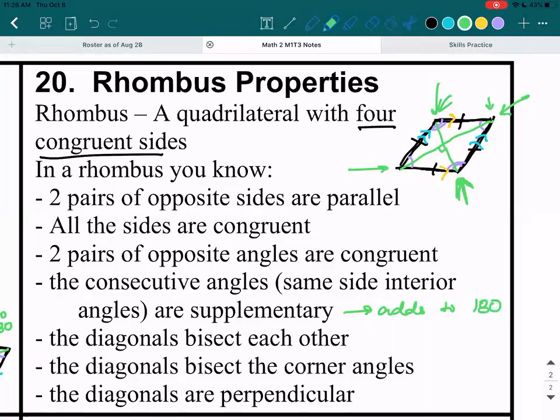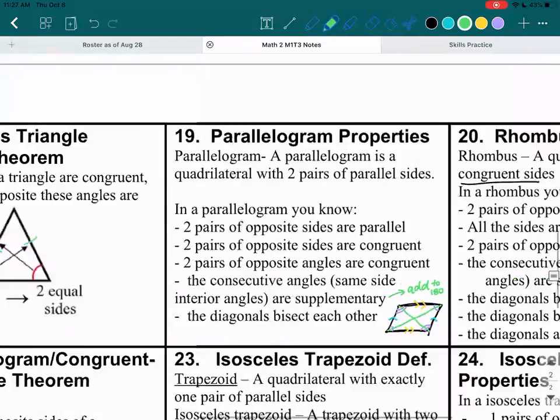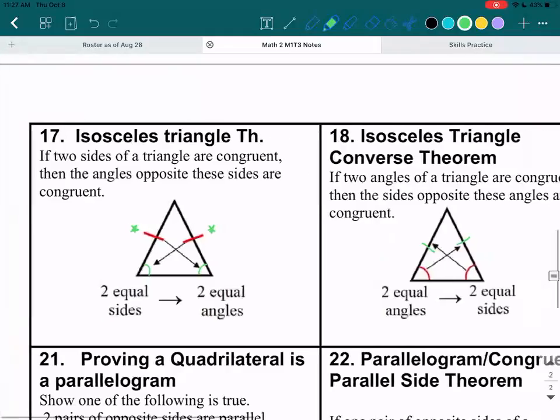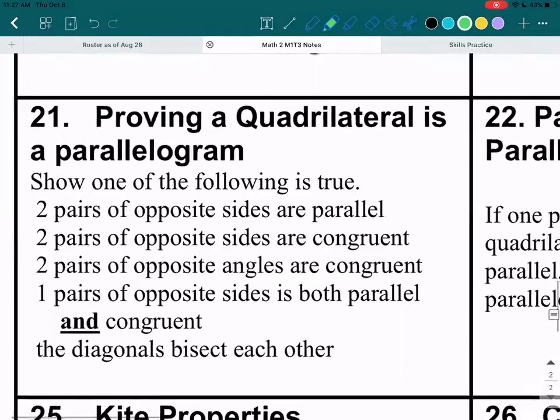Any questions on this one? Hopefully this feels a little bit like review because we learned about these shapes before. If you guys have any questions, feel free to interrupt me, but for now, I'm just going to keep going. Let's go to box number 21. Proving a quadrilateral is a parallelogram.